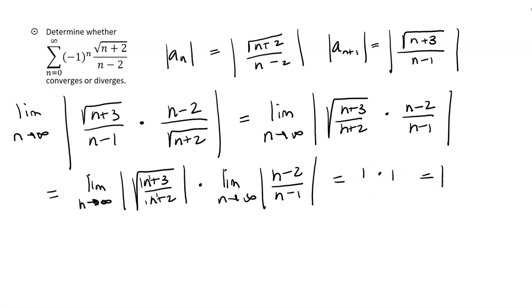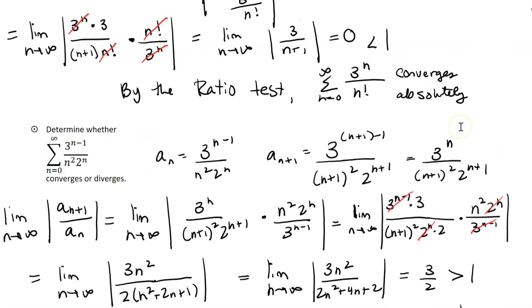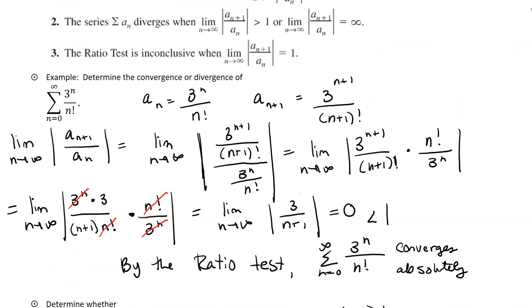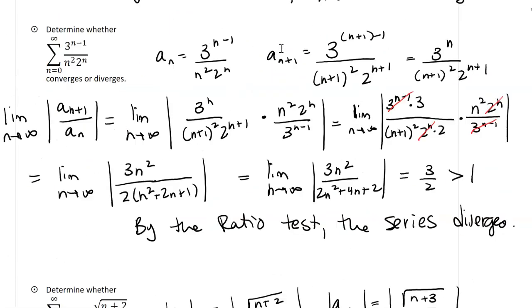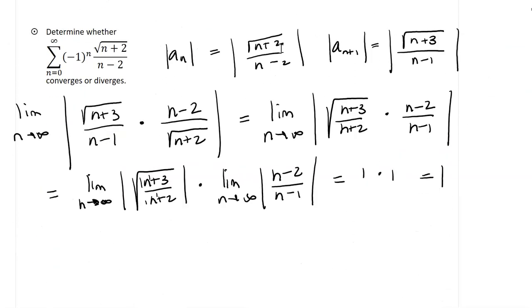So I get 1. If you look back at your ratio test, the test is inconclusive when the limit of the ratio is 1. So we can't use the ratio test here. It's completely inconclusive.